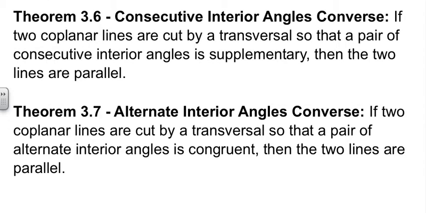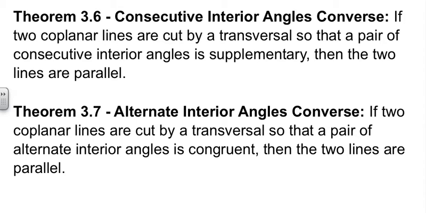And there are a couple of others that are similar here. I'm going to jump down to 3.7 because it's more related to 3.5. I don't know why they put these in a different order than logically would make sense to me. But alternate interior angles being congruent tells me that the lines are parallel, just like alternate exterior does. Whenever I see alternate angles, whether they're interior or exterior, if I know they're congruent, that tells me I've got parallel lines.